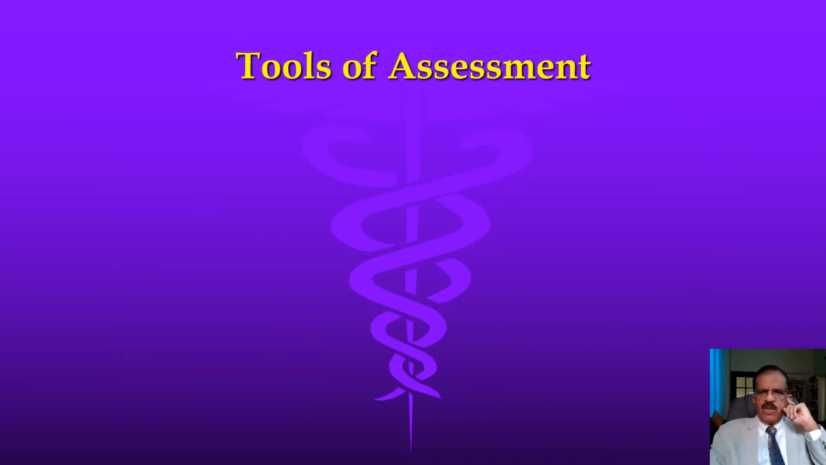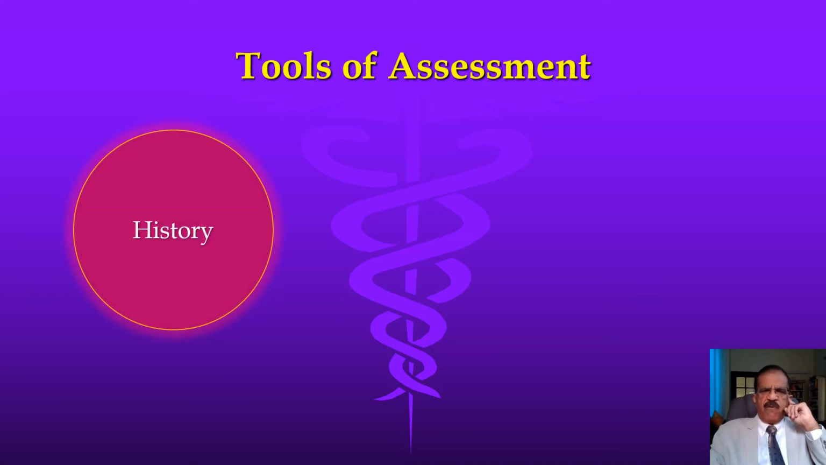Tools of assessment: we have to evaluate the case, and there are three tools. Of course you know them, but for the sake of completion, let me mention them one by one. First of course is history. I think nothing is more important than history when it comes to evaluation of chest pain. If you listen to the patient, the patient will actually tell you if it is ischemic or non-ischemic. We have already discussed the characteristics of ischemic pain. I'm not going to repeat it, but history remains extremely important.